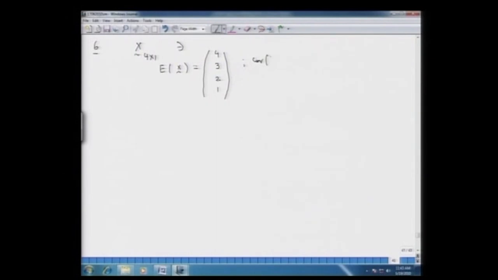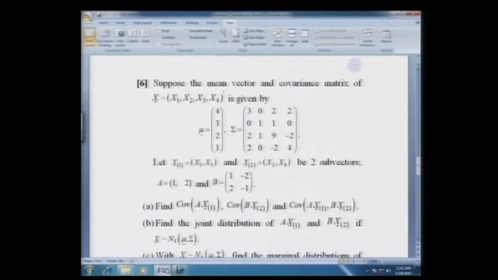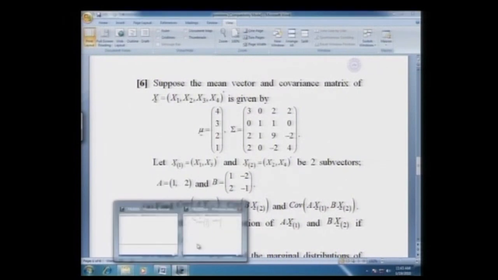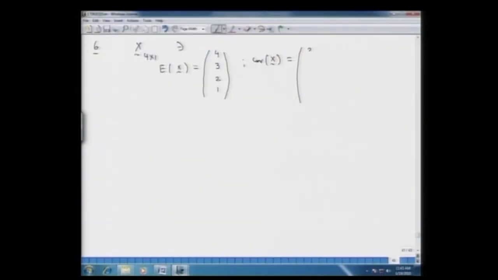And we had the covariance matrix of this X, a 4x4 matrix. So the entries, I'll have to just see what these entries are. I have to write these entries. So these are the entries here. I'll just write it from here. This is 3, 0, 2, 2. This is 1, 1, 0. This is 9, minus 2. This is 4. The rest of the elements can be obtained by symmetry. So this is what we have.